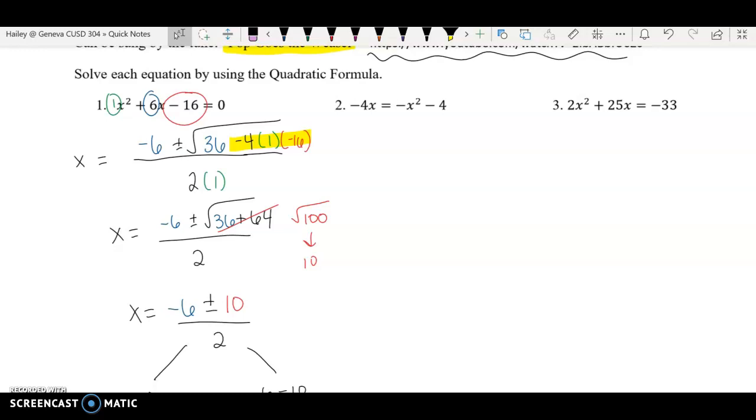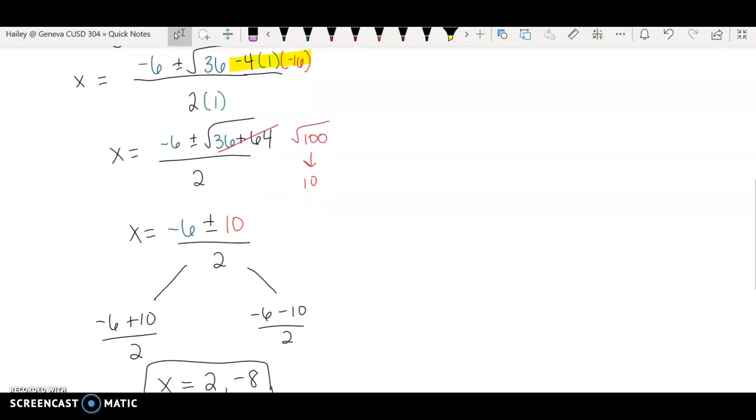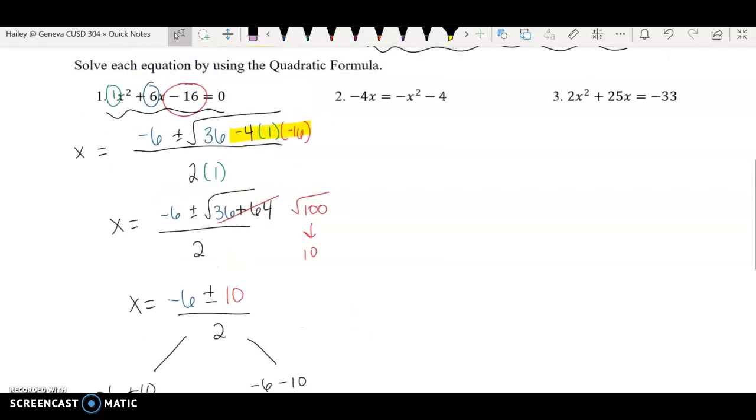If you look back at the original problem, this is one that you actually can factor. We would end up getting 8 and negative 2 to give you the 6, which then turns into 2 and negative 8. Okay, so you could factor this one. But again, it specifies to use the quadratic formula, so we're going to make sure we use the quadratic formula.